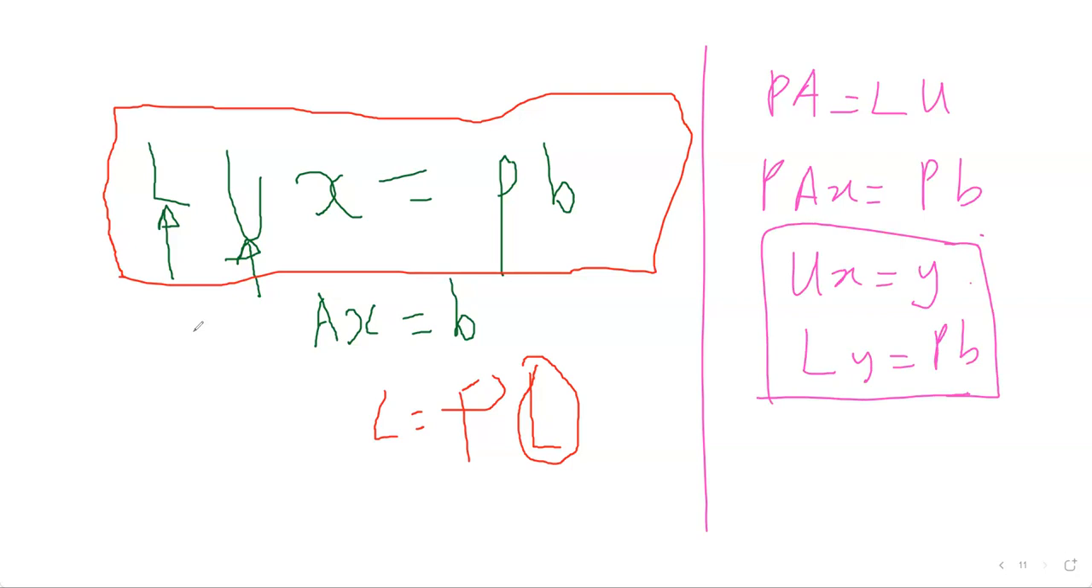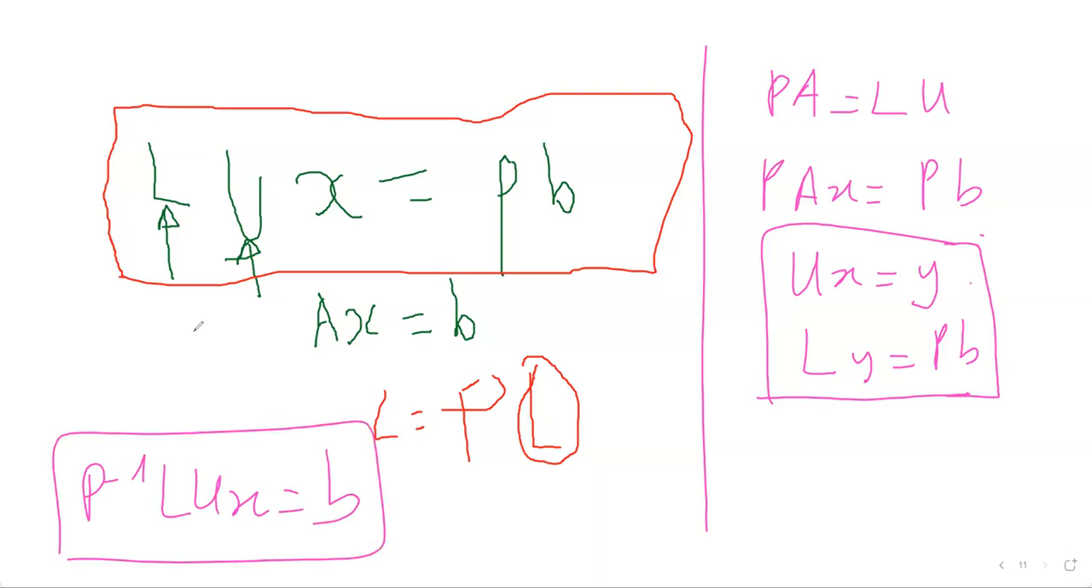So Dejan, you said you did PLUX is equal to B, right? Okay. If you multiply both sides by P, in other words, LUX equals PB. Pre-multiply both sides by P. Yes, right.